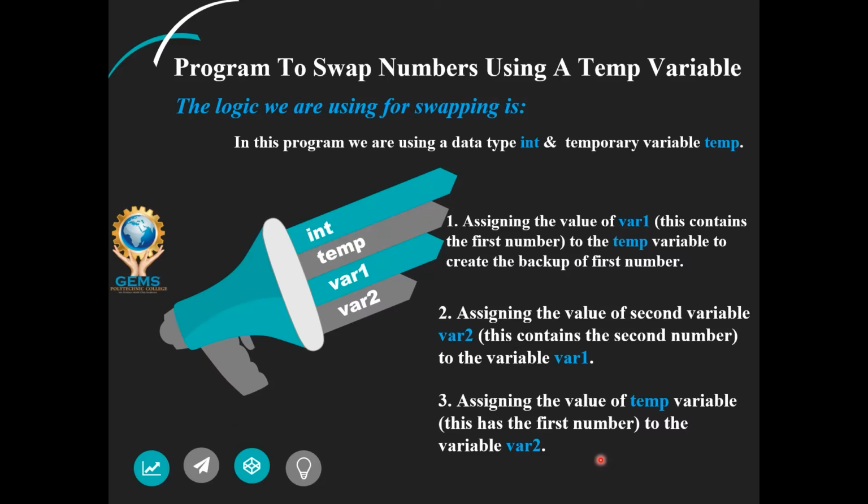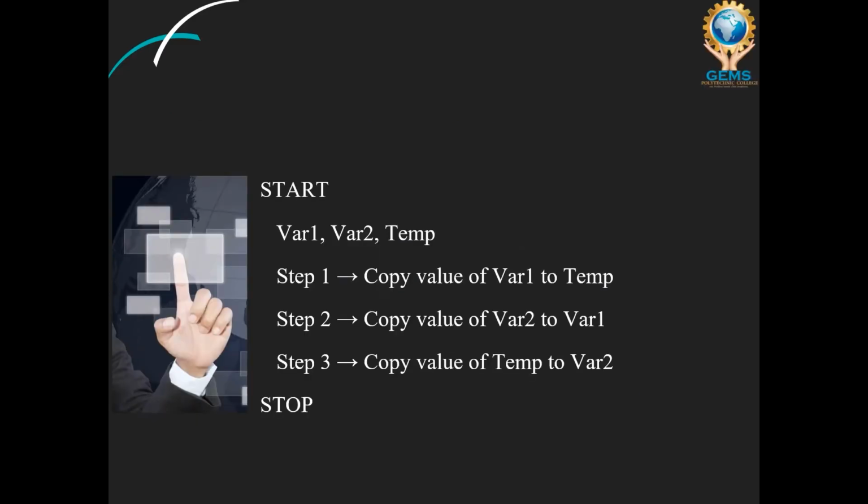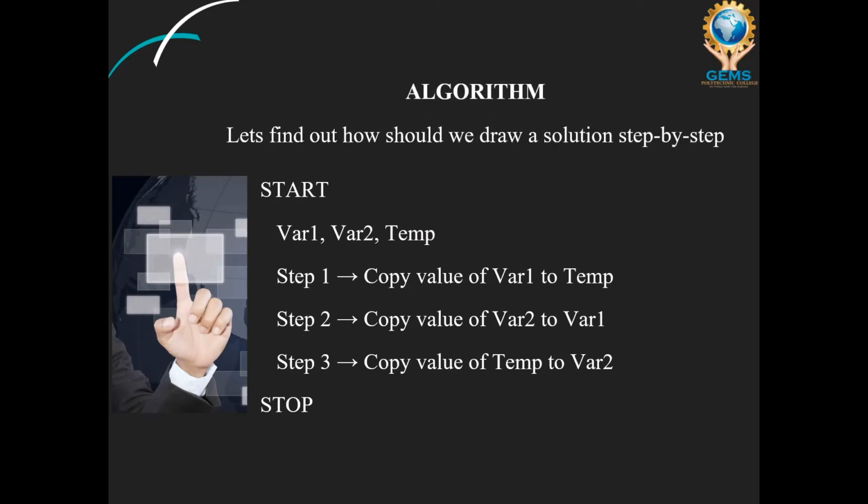Now we will see the source code one by one. So this is the algorithm of our program. What I mentioned, the 3 points, the same points I am going to represent in an algorithm manner. So I start the program. We have 3 variables here, variable 1, variable 2 and temp variable.